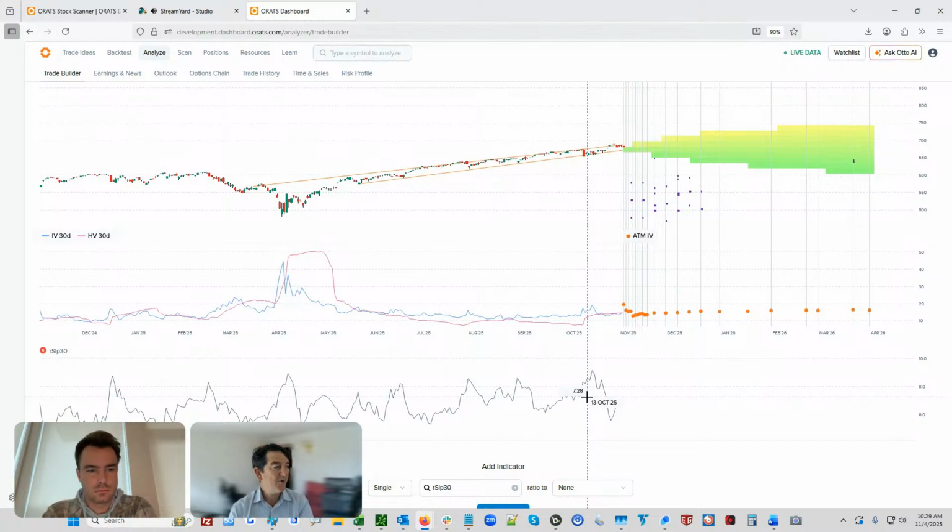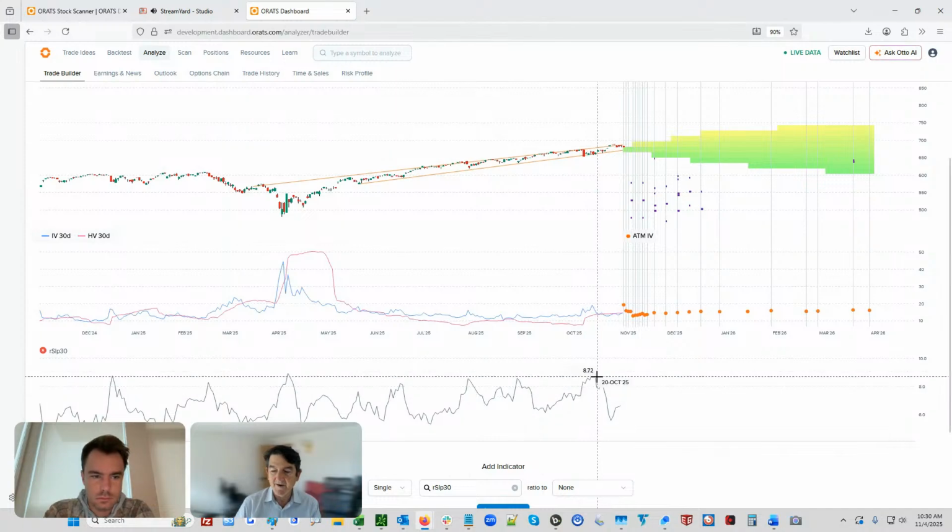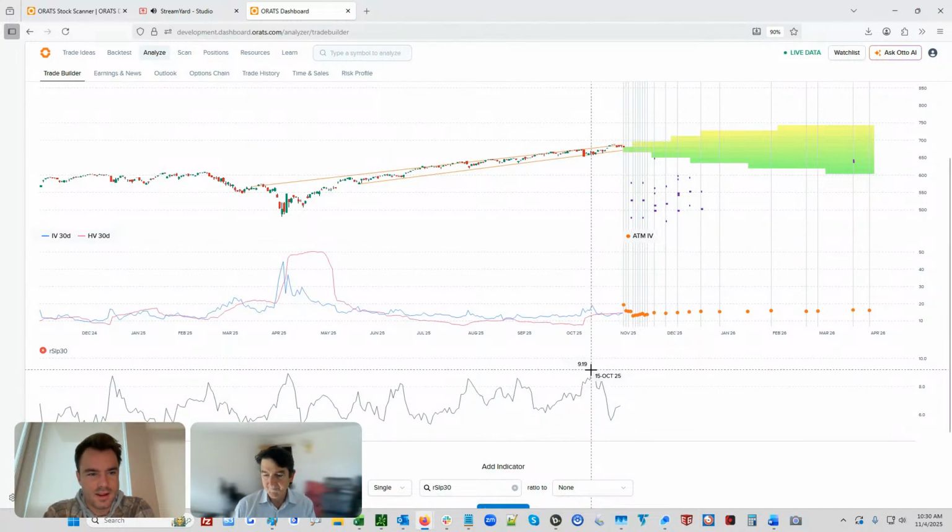If you're doing a short put spread right now, it's quite a steep skew still. And that short put spread will tend to fall in value. Yeah, pretty cool to view it over the trade builder there.